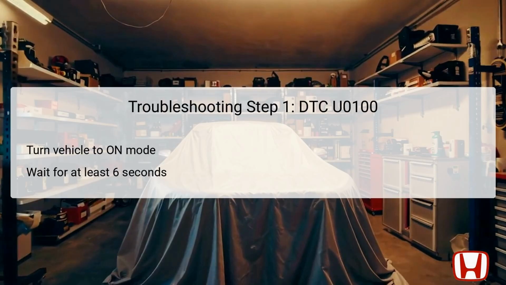The first troubleshooting step for addressing DTC U0100 involves placing the vehicle in the on mode and allowing it to remain in that state for at least 6 seconds. The on mode can be activated by turning the ignition key to the on position without starting the engine. This step is crucial as it allows the onboard systems enough time to initialize and communicate properly.